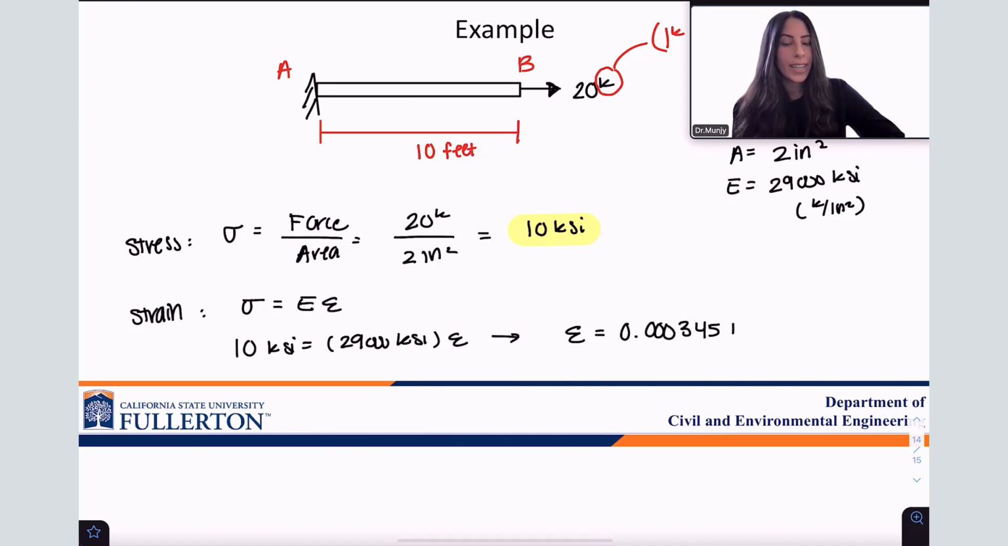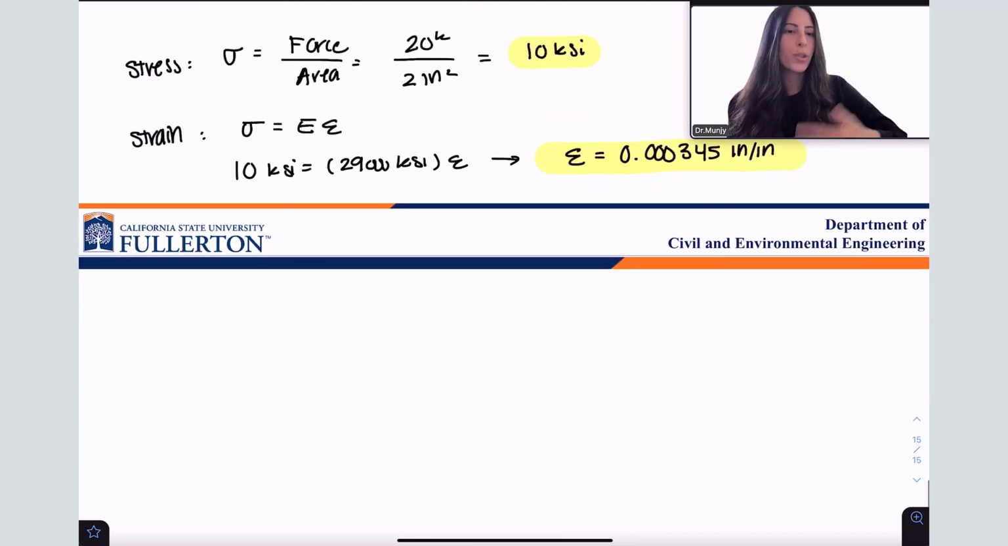This would give us 10 KSI divided by 29,000 KSI, which is 0.000345 inches per inch, which makes sense, right? Because KSI cancels out with KSI. So really that's unitless. We're just going to put the inches per inch there because this problem was given in US customary. Now we can calculate the change in length.